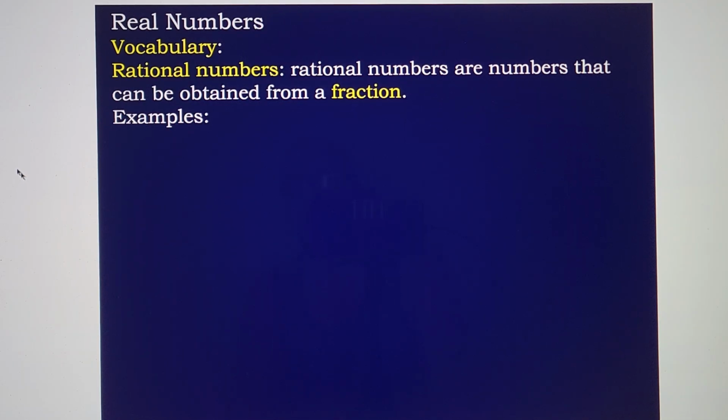In this video, you are going to learn the difference between a rational number and an irrational number. So rational numbers are numbers that can be obtained from a fraction. For example, 36 over 6 equals 6. So 6 can be obtained by dividing 36 by 6. 6 is a rational whole number.